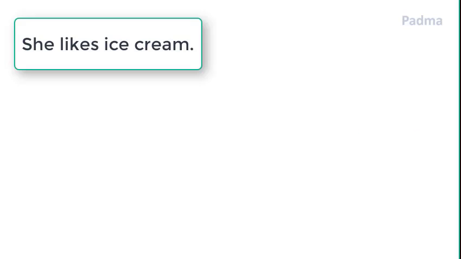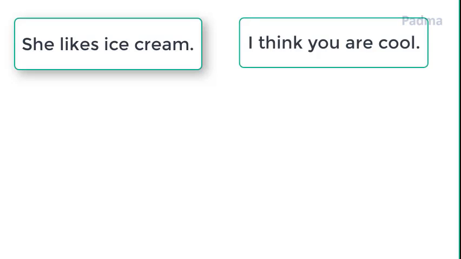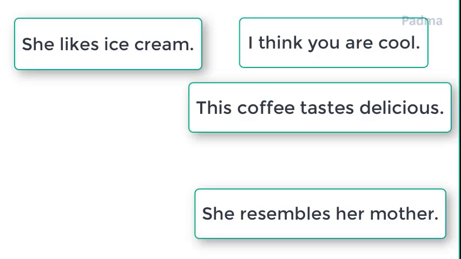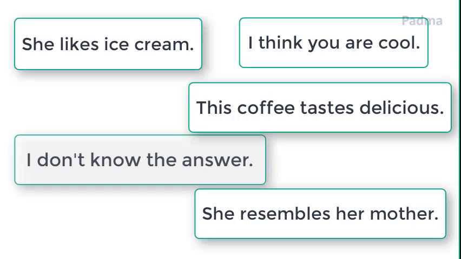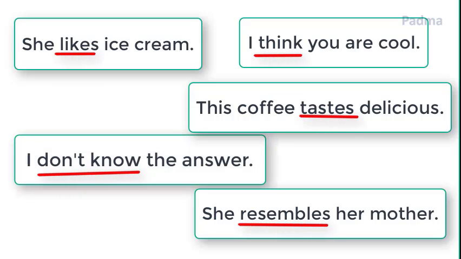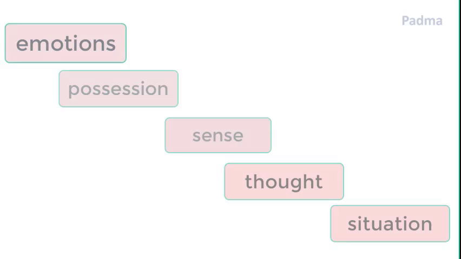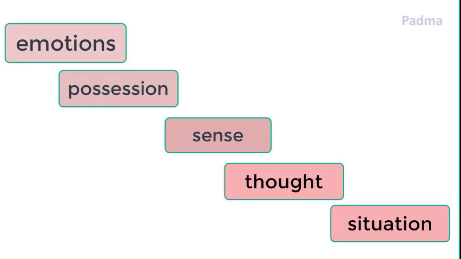Let's look at these sentences. She likes ice cream. I think you are cool. This coffee tastes delicious. She resembles her mother. I don't know the answer. We can notice the verbs in these sentences also, but these words or verbs are not actions. They express thought, situation, emotion, position, sense, etc. These verbs are called state verbs or stative verbs.